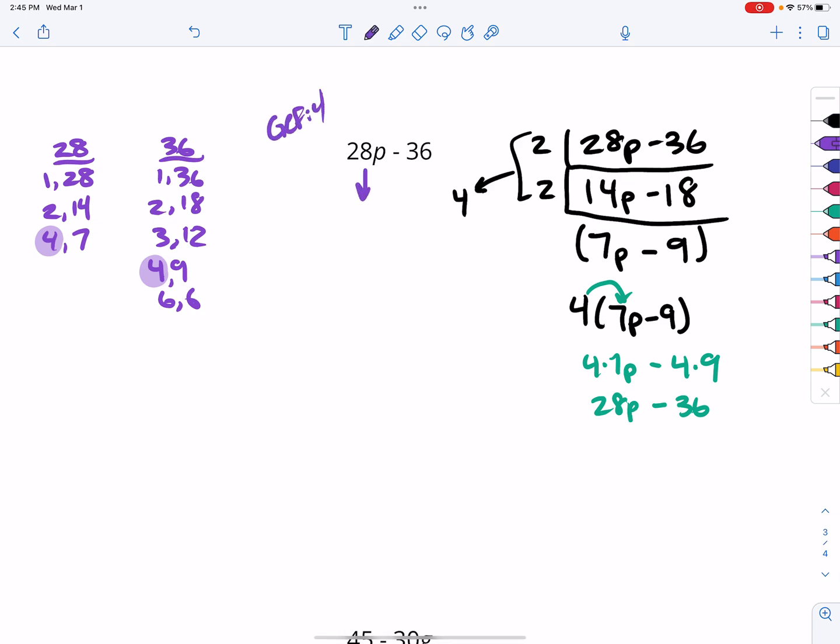I need to think of this like I'm dividing this by 4, and I'm dividing this by 4, and I'm going to write that out expressed using multiplication. 28p divided by 4 is 7p, and this 36 is the same as 4 times 9. So this must have meant that a 4 was distributed to both of those terms. So we have 4 times, and what's left over is 7p minus 9. So you notice, again, we got the same answer, so I'm feeling pretty good about this.